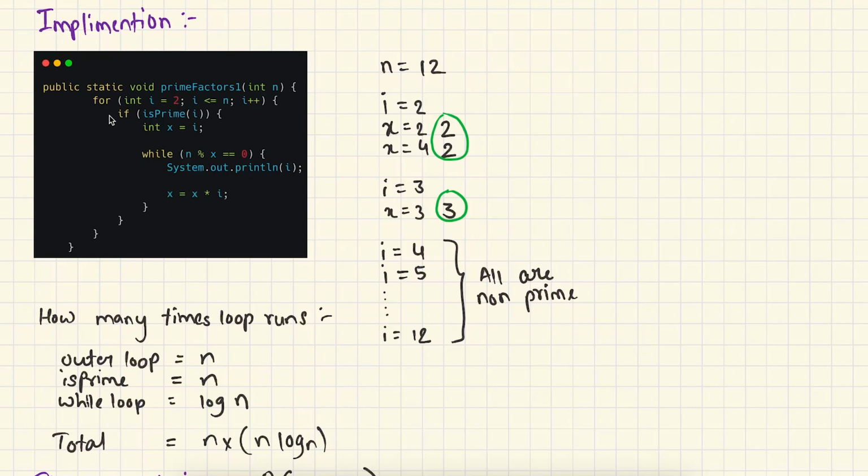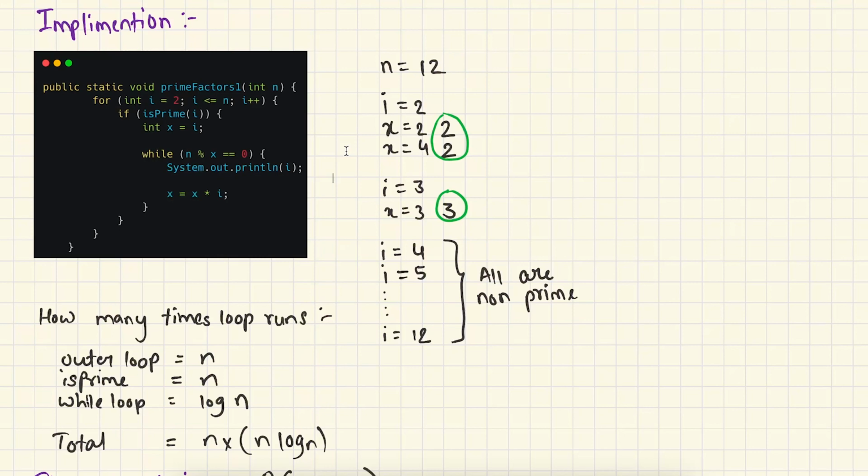Inside of this loop, we are simply checking if i is prime or not, because we are only interested in prime factors. That's why we are checking if a number is prime or not. If the number is prime, then we are simply storing the number in variable x and we start our while loop. And in the while loop, we are checking if n is divisible by x. If it is divisible by x, we simply print it on the screen and then we increment x by multiplying it with i.